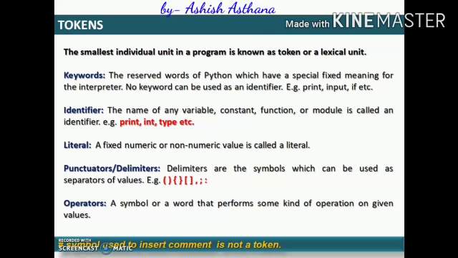Punctuators or delimiters. Delimiters are symbols which can be used as a separator of values. For example, parenthesis, curly braces, square bracket, comma, semicolon, and colon. Operators. A symbol or a word that performs some kind of operation on given values is known as an operator. We will discuss all about these tokens in detail in our next slide.